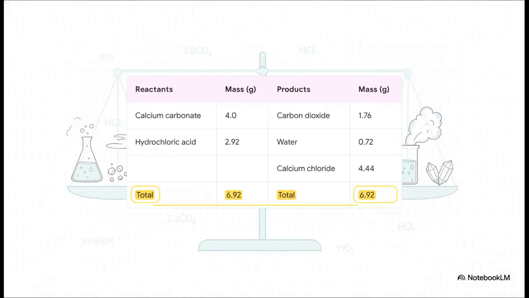Let's actually look at the math backing this up. Say we mix 4 grams of calcium carbonate and 2.92 grams of hydrochloric acid. The total mass of our starting materials, the reactants, is exactly 6.92 grams. Now, after they react, they turn into carbon dioxide, water, and calcium chloride. If you add up the weights of those 3 new products, guess what? It's exactly 6.92 grams. It is a perfect mathematical proof.